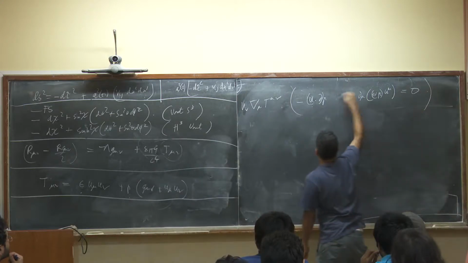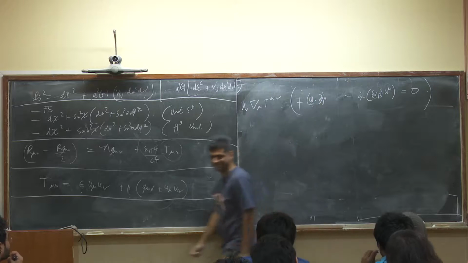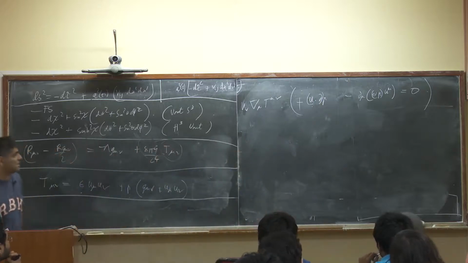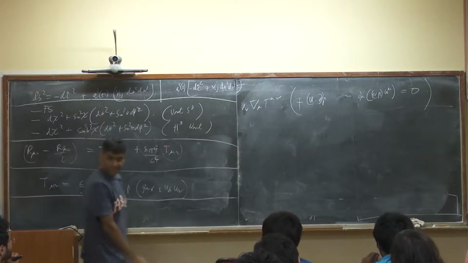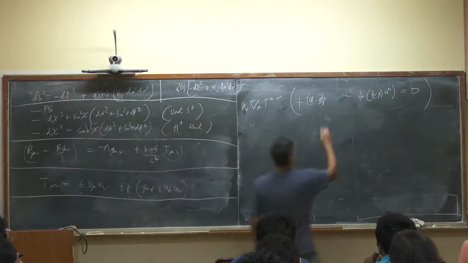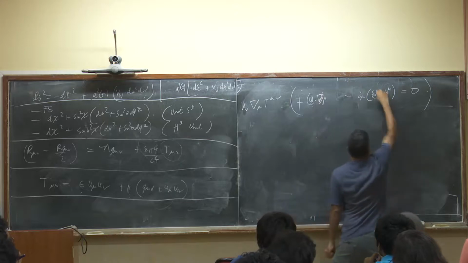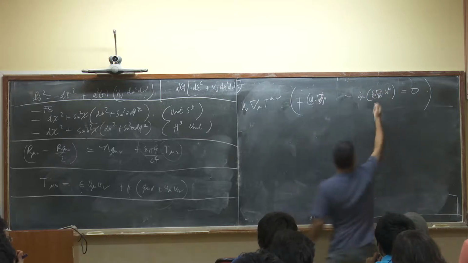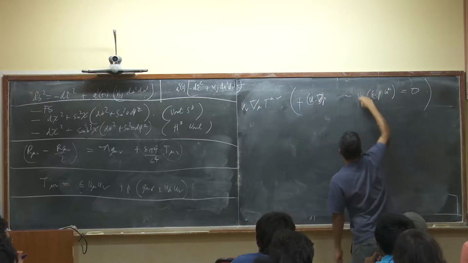Actually, maybe logically this came with a minus and this came with a plus. Okay, right. So this is my equation. Everything here is a covariant derivative. Not that.